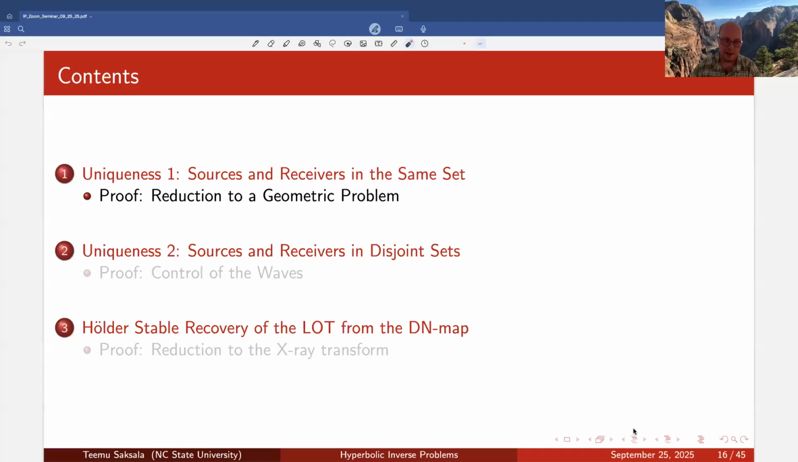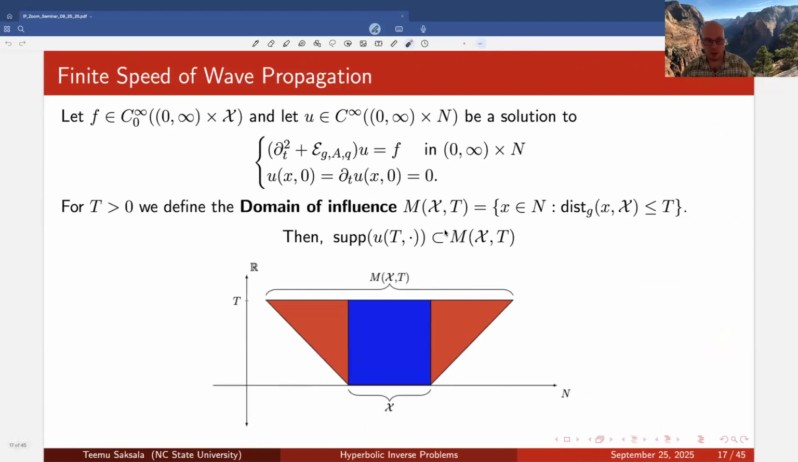The idea again is that we want to reduce this PDE based problem to a geometric one, so let's try to go through the key things that we need for this reduction. The first thing is that my waves somehow have to behave very nicely, and they must move at a speed corresponding to my Riemannian distance function. So what is the most geometric thing ever? Well, distance.